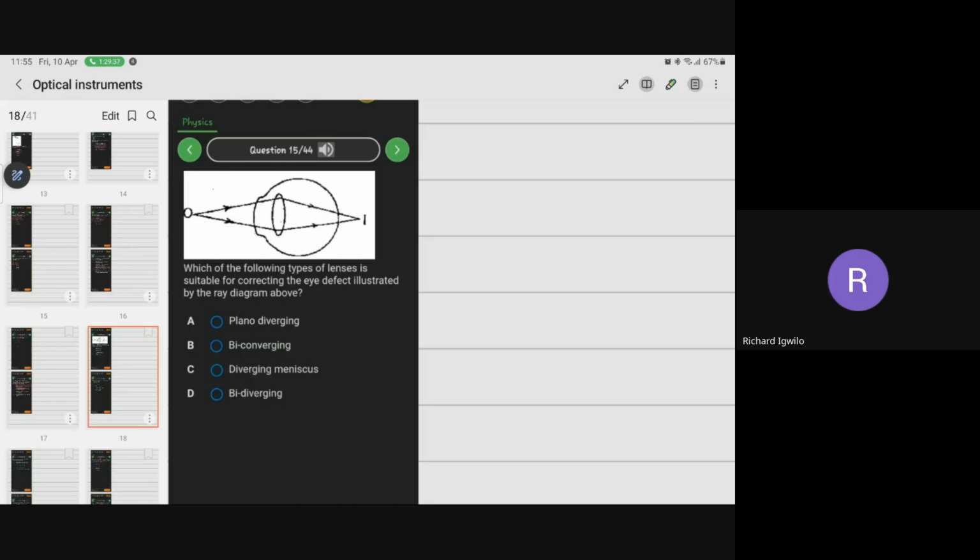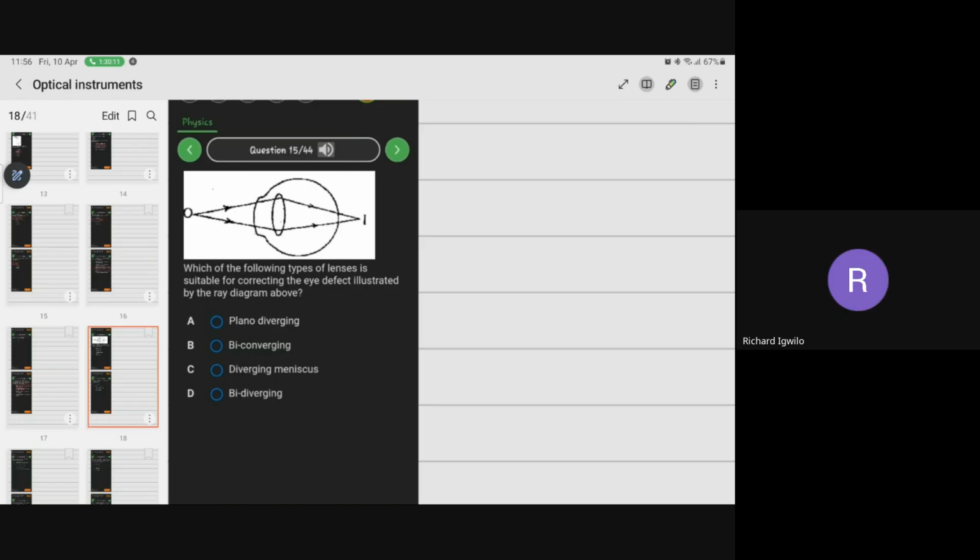Biconverging, I've not seen it before. You don't need to stress yourself. The major thing is, once you see converging, the other one said bidiverging. I explained some of the kinds of lens we had: concave lens, diverging. Now, for long-sightedness, do we use a converging or diverging lens? It's a converging lens.